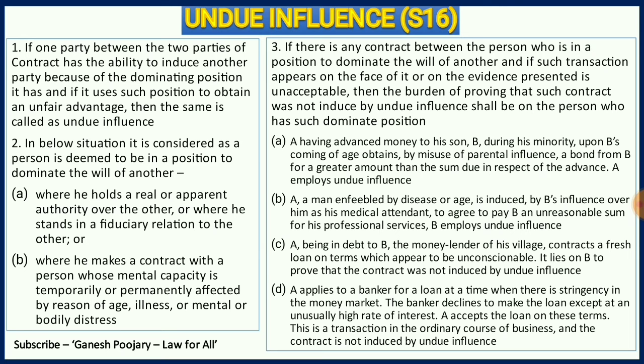In the third case, there is a village where a person has taken money from a moneylender and he wants a little more money, so he goes and asks the moneylender, and the moneylender comes to a fresh contract or gives a fresh loan with some unreasonable conditions. That is called undue influence because he is in a dominating position and he is utilizing such power for his benefit. The last case is where there is a banker and a person is going to the bank for a loan, and at that particular time the market has a stringency of money. Now the banker is asking for a high rate of interest. Unless it is too high, the contract is valid, but if the banker is utilizing the situation for his benefit and charges very high interest, then that can be a case of undue influence.